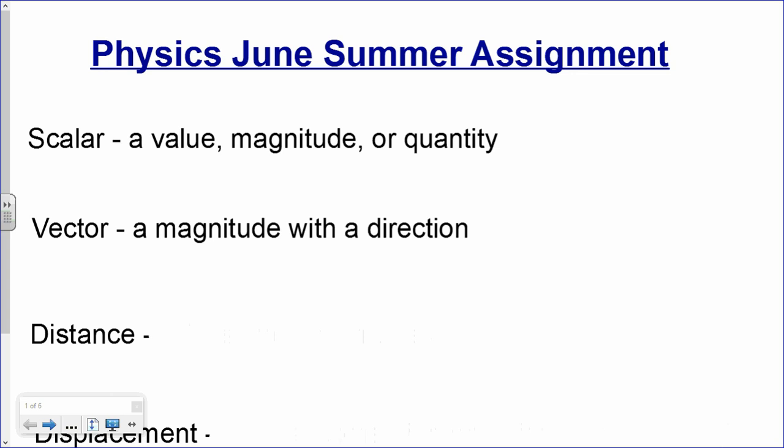An example of a difference between the two: if I said, for example, I'm going to drive 60 miles per hour, that's a scalar. I told you the value of it, 60 miles per hour, but I didn't tell you which direction. Now, if I said I'm going to drive 60 miles per hour east, that would be a vector because I gave you a magnitude, 60 miles per hour, and a direction, east.